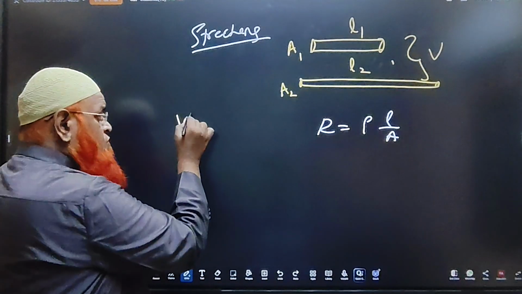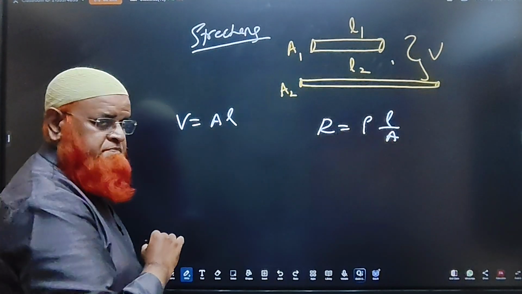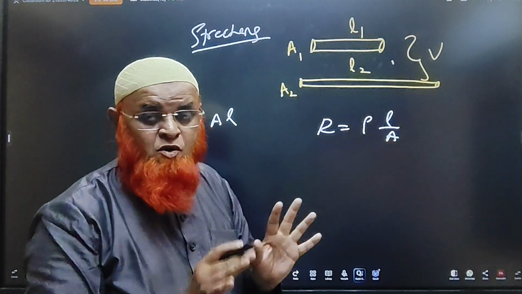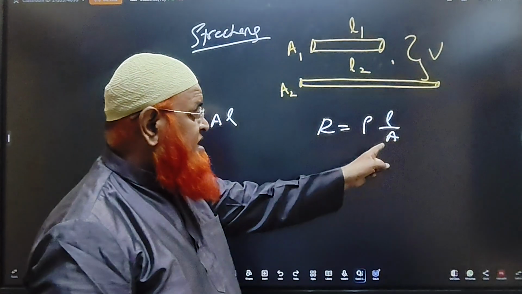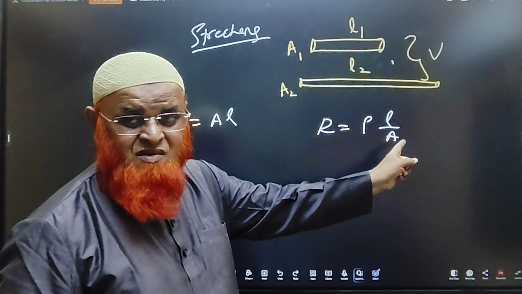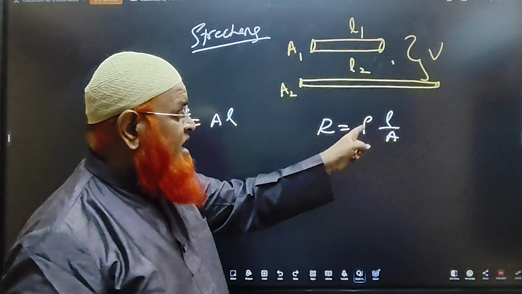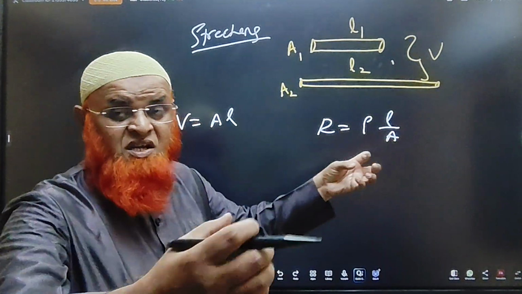And you all know, volume is equal to area into length. I want the relation between resistance and length. I don't want area, so should I not replace this area now? Area should be removed. I want the relation between length and resistance in the stretching cases.